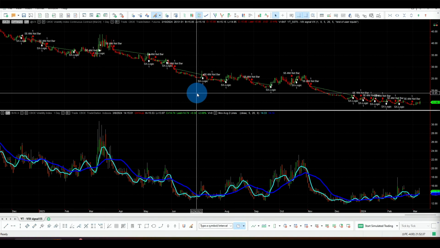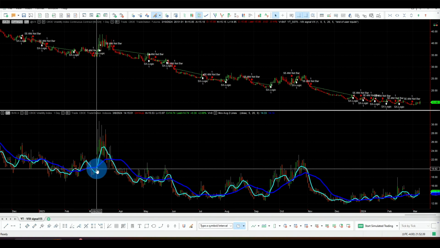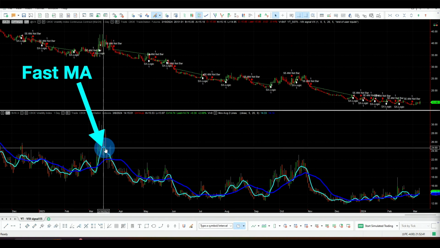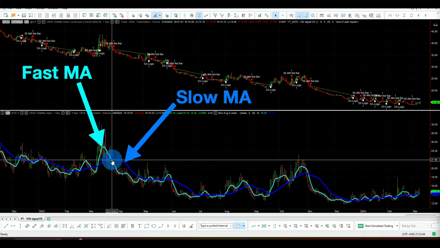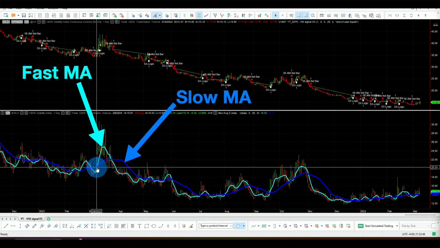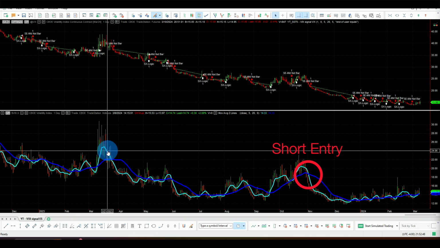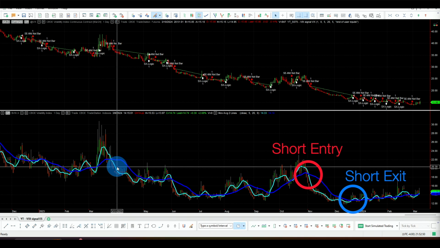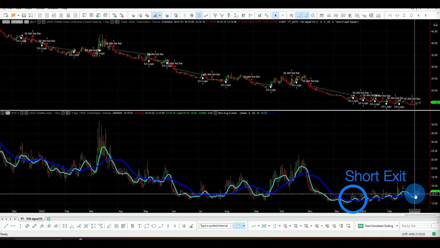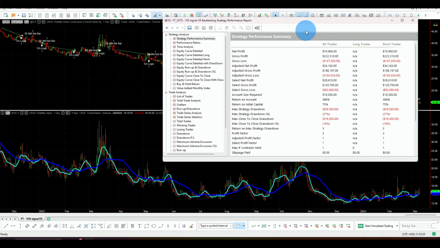Okay, so now I applied the strategy of the two moving averages. You can see here the light blue is the fast moving average and the dark blue is the slow moving average. So whenever we cross above, we exit the trade. When we cross below, we enter the trade. And so on and so forth. So the strategy is immediately profitable.